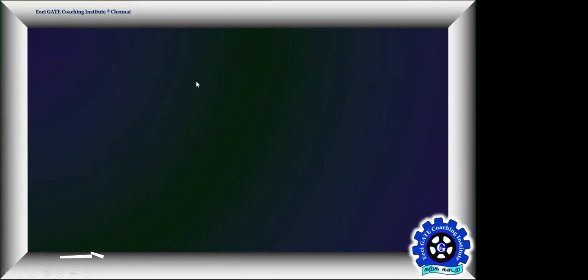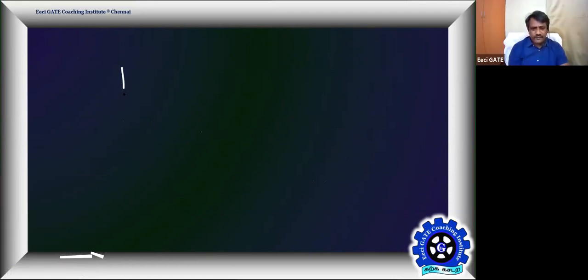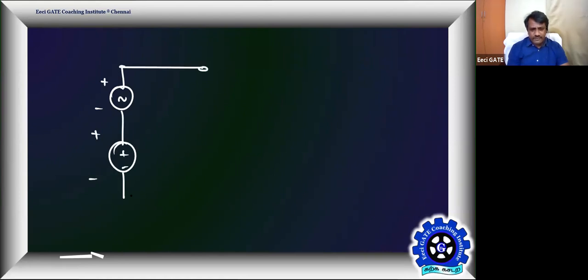So now I'll give this example. An AC source plus minus, a DC source plus minus. Find its effective value. That's what I'm calling V in of t. So what is the V in effective of this DC plus AC combination?